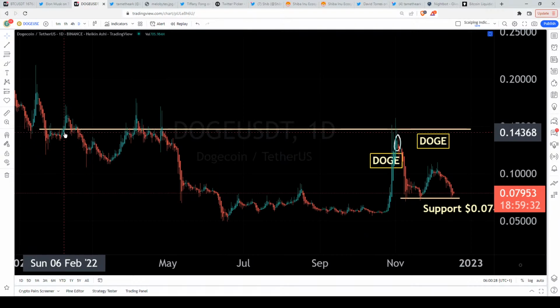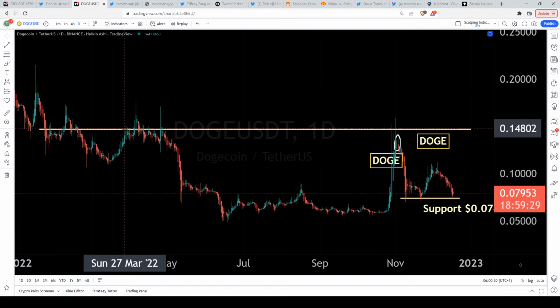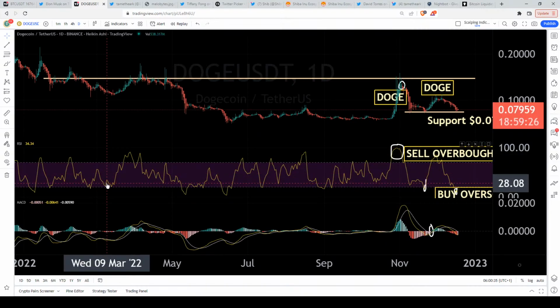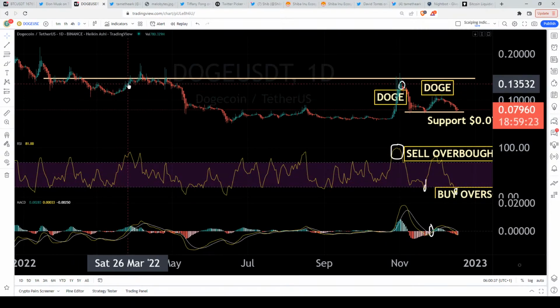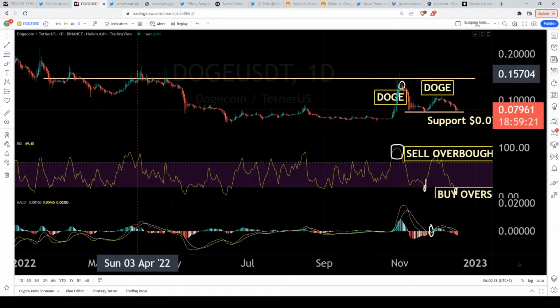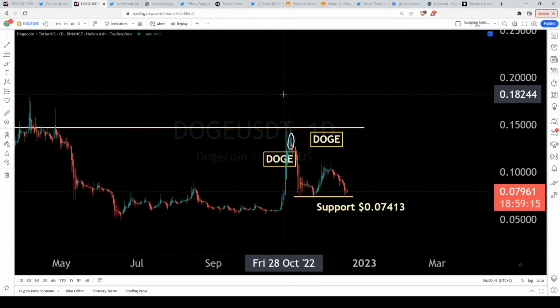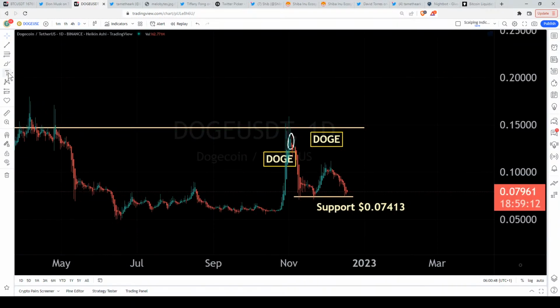Look how many times Doge gets rejected here on the way up. Let's look at the moving average and everything too. So Doge went from oversold right here. It climbed up, overbought, rejection, rejection, rejection. So this is where resistance is at. Generally, you buy support, sell resistance.